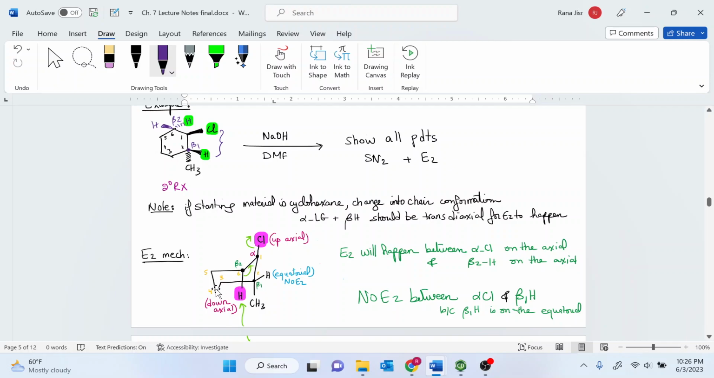This is what I'm saying over here. Whenever you change it into a chair conformation, you can easily see that on beta 1, the hydrogen is equatorial. It's in the same plane as the chlorine in this case. It's on the same side as the chlorine. So this is why elimination cannot happen. For elimination to happen, you need the hydrogen and the halogen to be anti-periplanar, and with the chair conformation, you need them to be trans-diaxial with respect to each other. So for this one, if I pick the hydrogen which is down, then this is going to be in the axial position. These two are axial, so yes, elimination can happen in there, and you can get the double bond on this side.